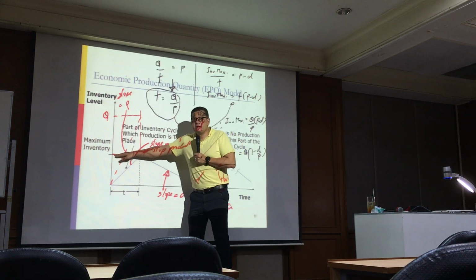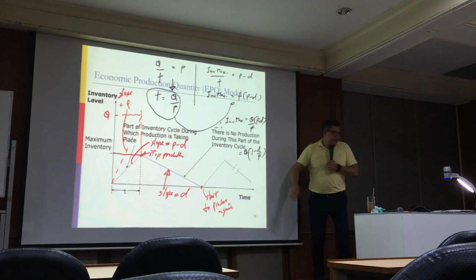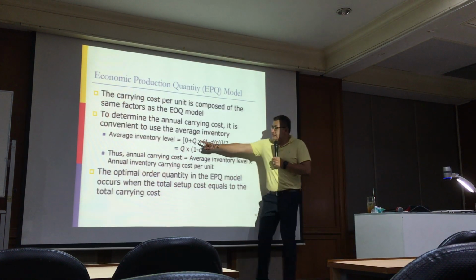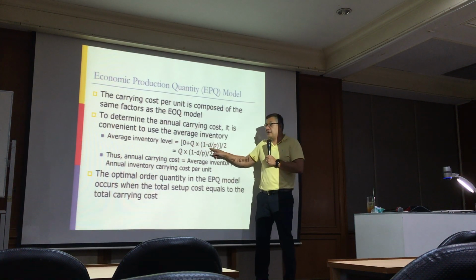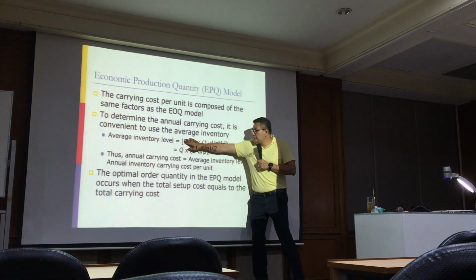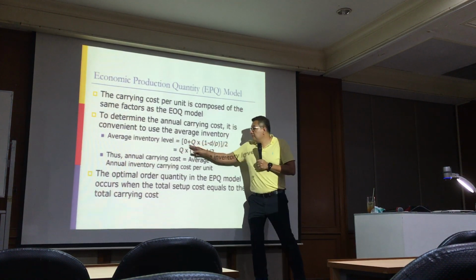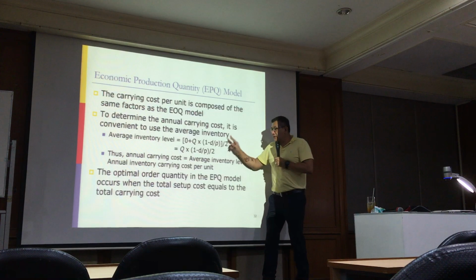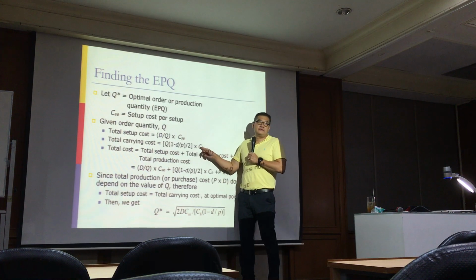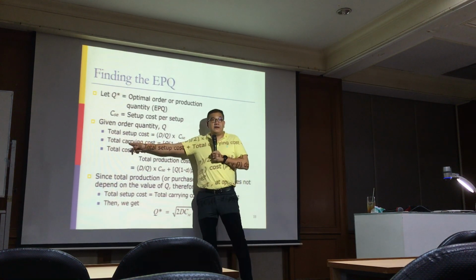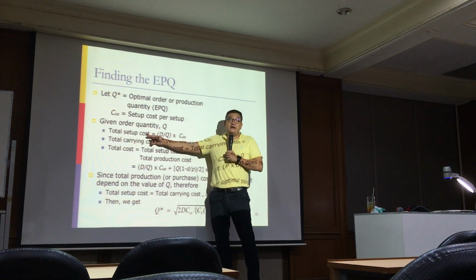Maximum is this one, which we just calculated to equal Q multiplied by 1 minus D over P. So this is the minimum inventory, and this is the maximum inventory that I just showed you. Then we sum them together and divide by 2 as the average inventory, and multiply by C sub H. It's going to be the total carrying cost, right? Same concept as EOQ.